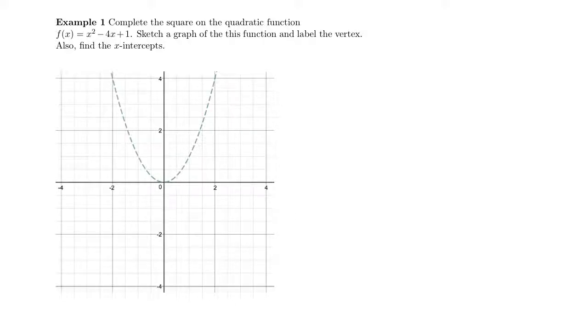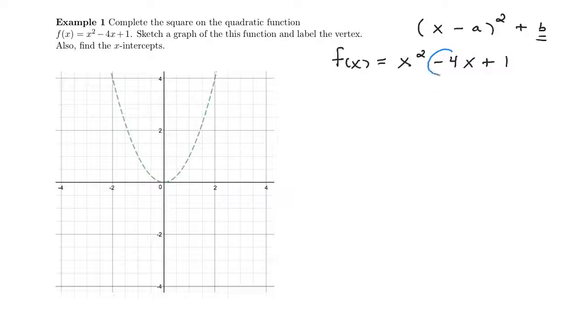In example 1, we want to complete the square on f of x equals x squared minus 4x plus 1. So I'll just jot that function down again: x squared minus 4x plus 1. And our goal is to create a perfect square. So I want something of the form x minus a number squared, and then plus some other number at the very end. So I want to change the formula from this expanded form to something factored in this particular way.